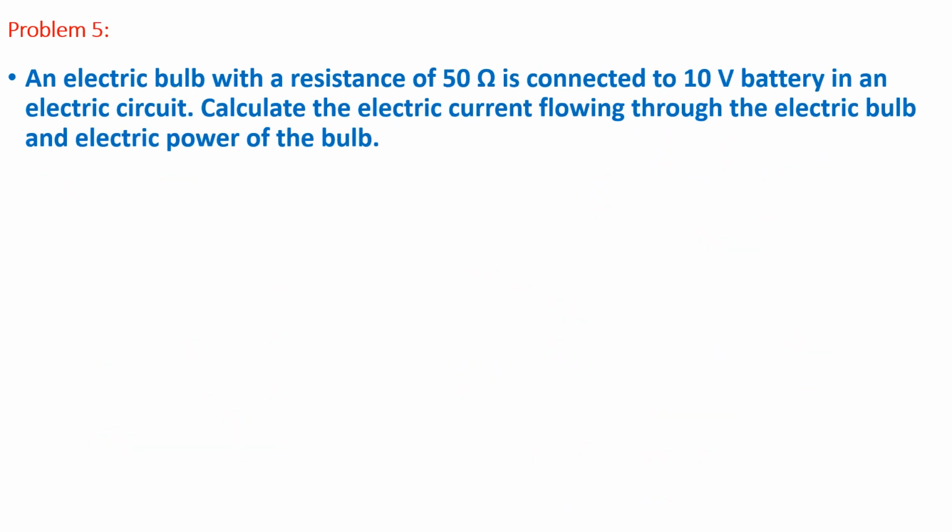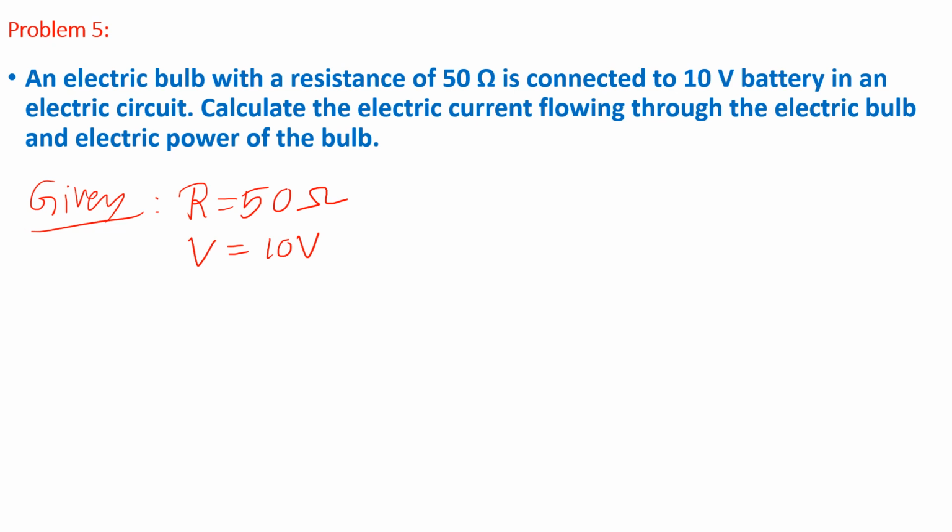Question number 5: An electric bulb with a resistance of 50 ohm is connected to a 10-volt battery in an electric circuit. Calculate the electric current flowing through the circuit, flowing through the electric bulb, and the electric power of the bulb. So what are the given values? An electric bulb with a resistance R equal to 50 ohms is connected to a potential difference of a 10-volt battery in an electric circuit.